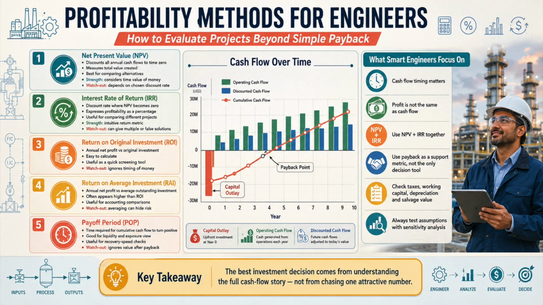This distinction is fundamental. Profit measures accounting performance. Cash flow measures the movement of money. Investors ultimately depend on cash flow.